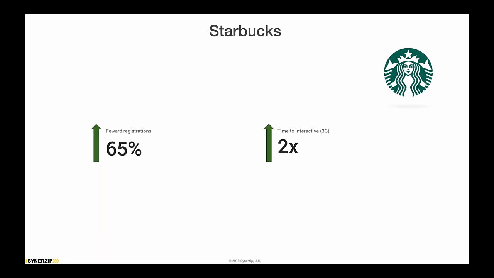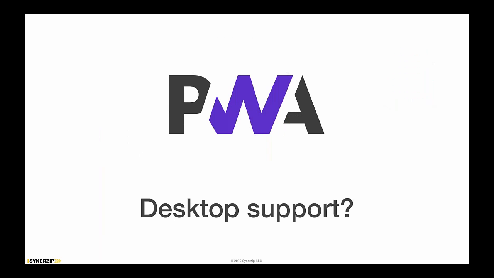So till now we have seen all the mobile kind of case studies. Mobile has driven a lot of evolution of progressive web apps, but while the growth of mobile has been so strong, desktop usage is still growing.